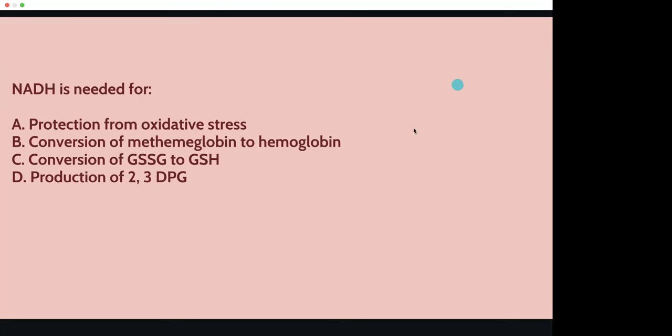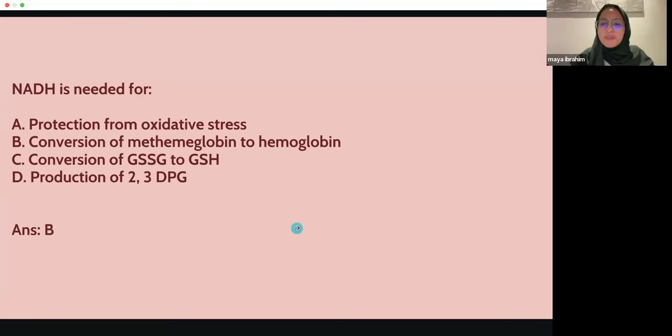Oh, okay. So NADH converts methemoglobin to hemoglobin, which is Fe3 to Fe2, and NADPH converts GSSG to GSH. Correct. Very well done.